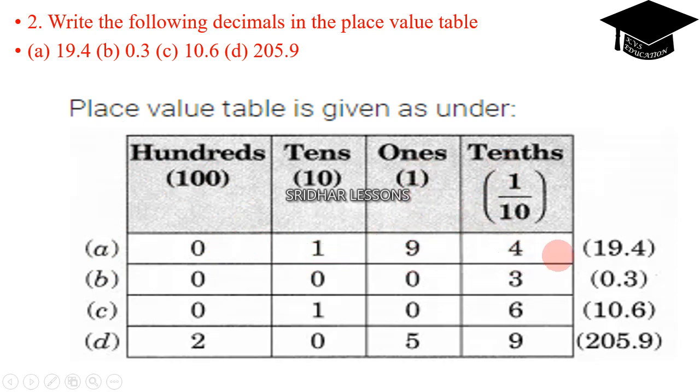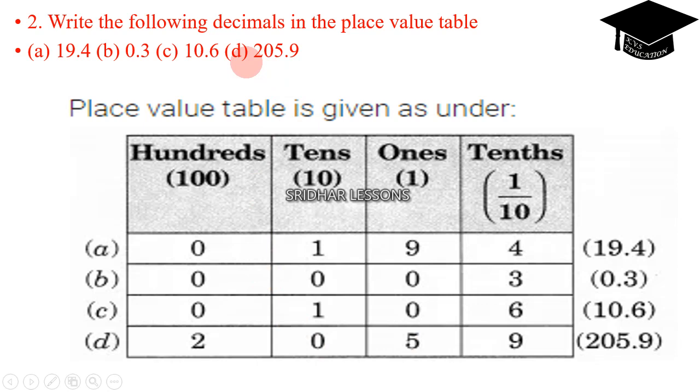Tenths, 4. So 19.4. And for problem B, hundreds, no, 0. Tens, 0. Ones, 0. And tenths, the number is 3, that means 0.3. For problem C, it is 10.6. Hundreds, 0. Okay. Tens 1, ones 0, again tenths 6, so it is 10.6.